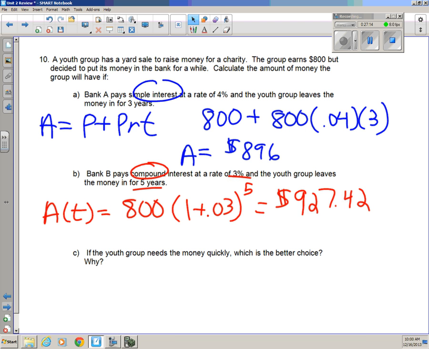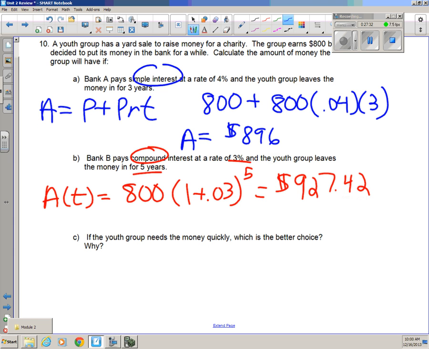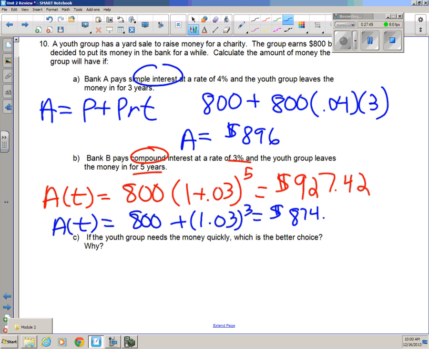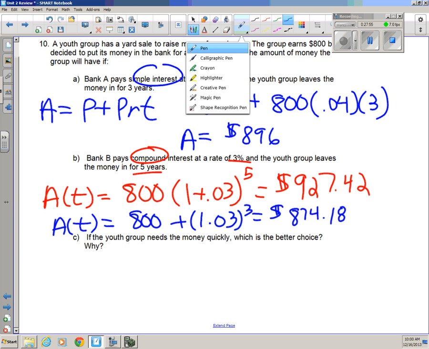But in Bank B, we're also keeping it in there for 5 years. So if the youth group needs the money quickly, which is a better choice? So money quickly makes me think that maybe let's see what happens for Bank B at 3 years. So if we want to maybe just leave it in for 3 years, not 5, let's try Bank B at 3 years. We'll get 800 times 1.03 after 3 years. And after 3 years, this bank is going to have $874.18. So if I'm going to look at Bank B and Bank A for the same amount of time, right?